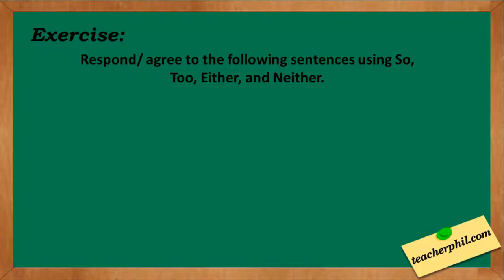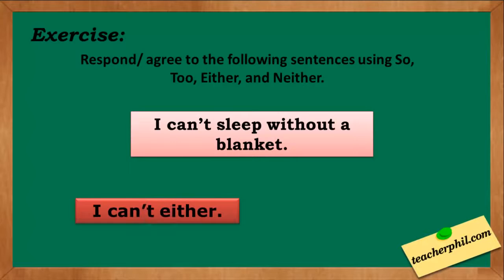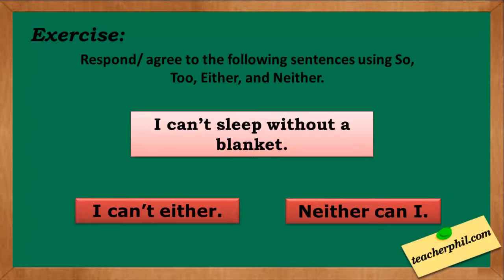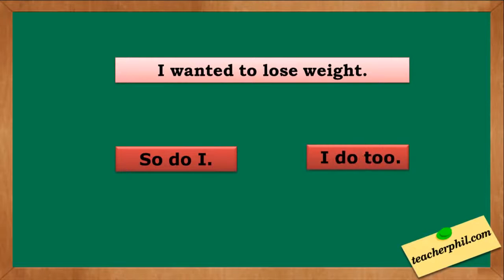For our exercise, respond or agree to the following sentences using so, too, either, and neither. The first one: I can't sleep without a blanket. The answers are I can't either, or neither can I. The second one: I wanted to lose weight. The answers are, so do I, or I do too.